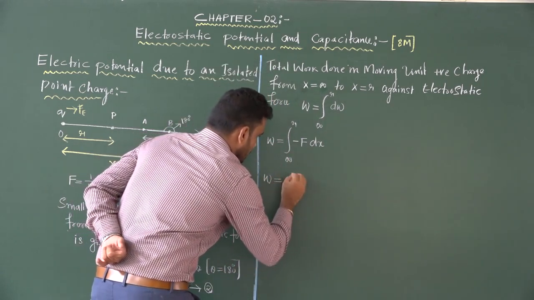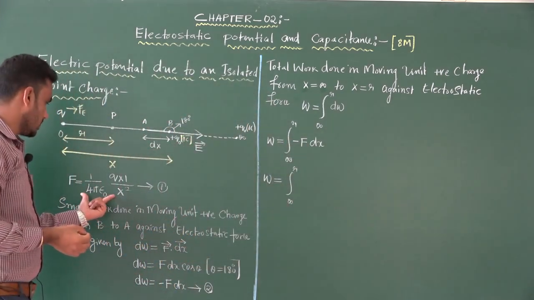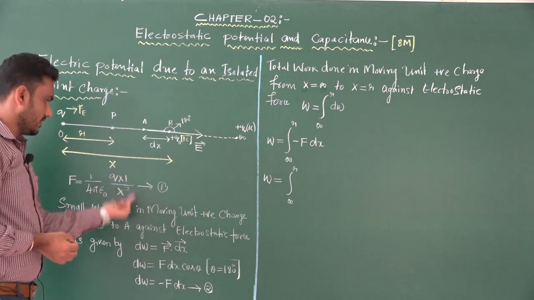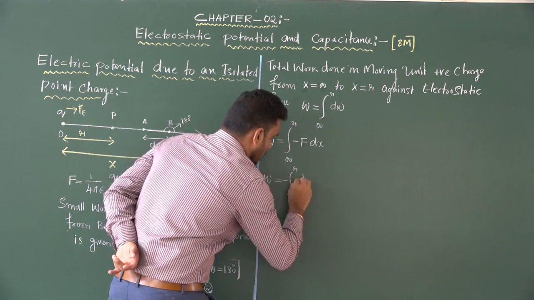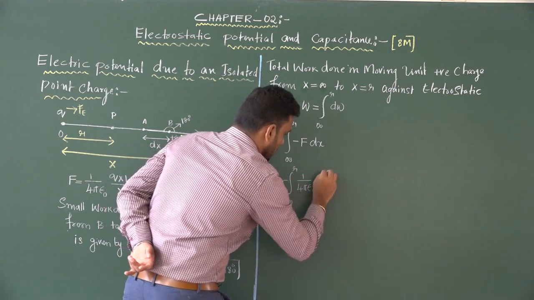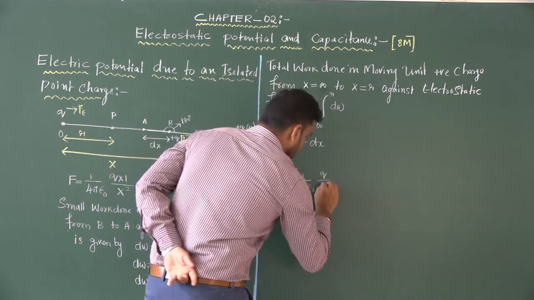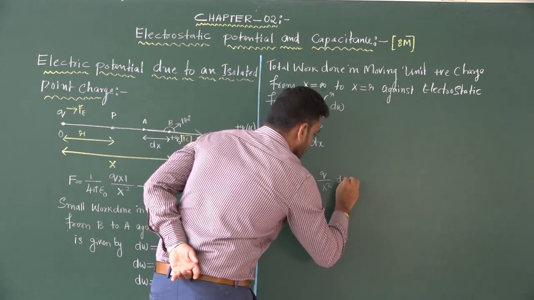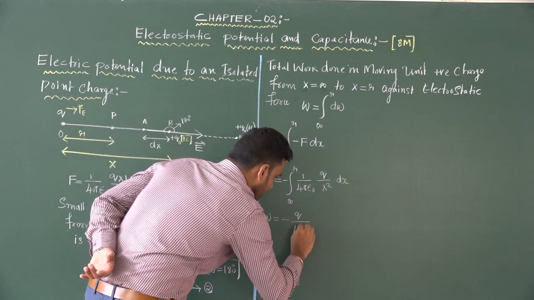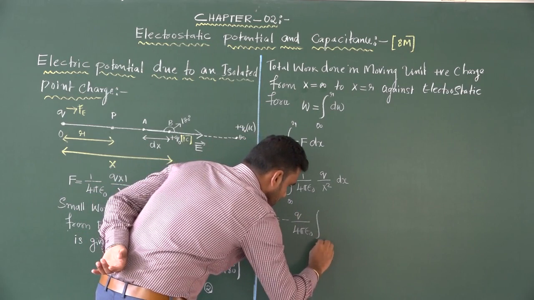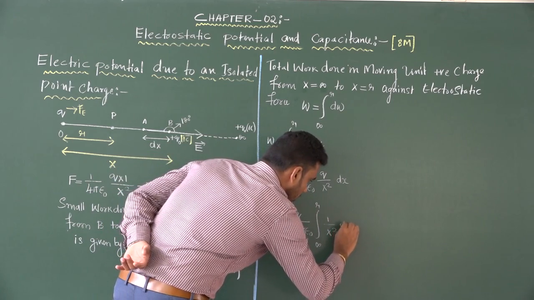Then W is equal to integration from infinity to r. We have a value for F, that is 1 over 4 pi epsilon naught, Q into 1, which is Q divided by x squared. So the minus sign I will write here, 1 over 4 pi epsilon naught. Q into 1, multiplying Q into 1, it becomes Q divided by x squared into dx. So minus Q divided by 4 pi epsilon naught, integration from infinity to r. The remaining thing is 1 over x squared into dx.